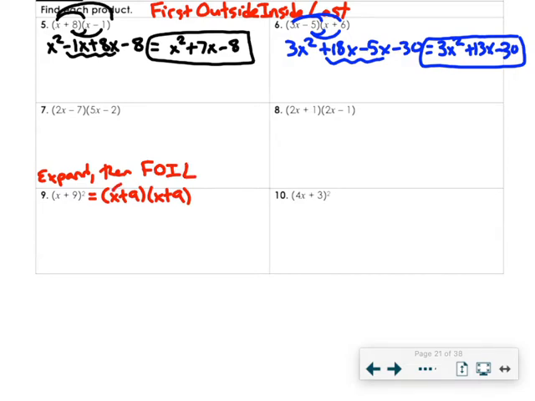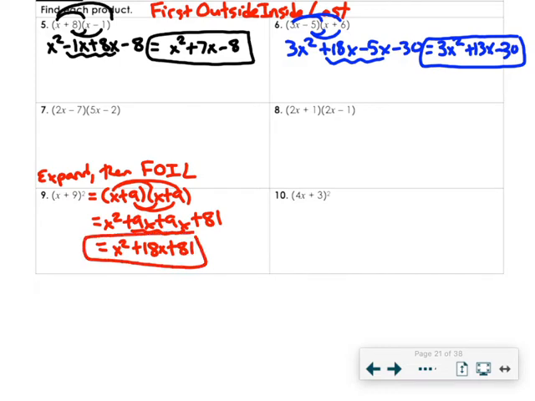So we have x times x, we have x squared, we have the outsides are positive 9x, that's also what the insides are, and then we have 9 times 9, so 81. These two are going to make 18x's. So we have x squared, positive 18x, and positive 81. We'll look at that one more time.